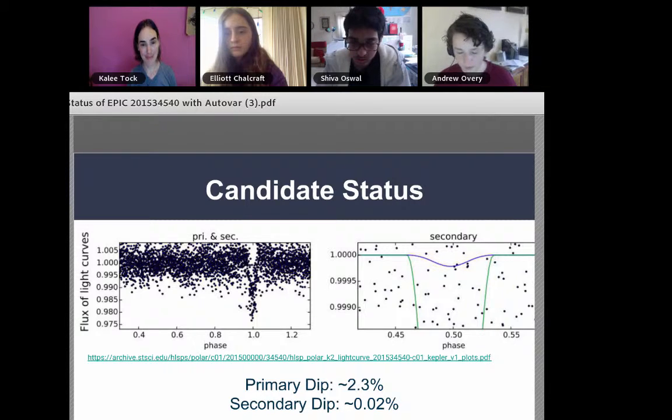And then following on to the secondary dip, the way to detect it. Based on looking for a secondary dip in an eclipsing binary, this secondary dip is possibly there, but it's very hard to tell due to the presence of noise.